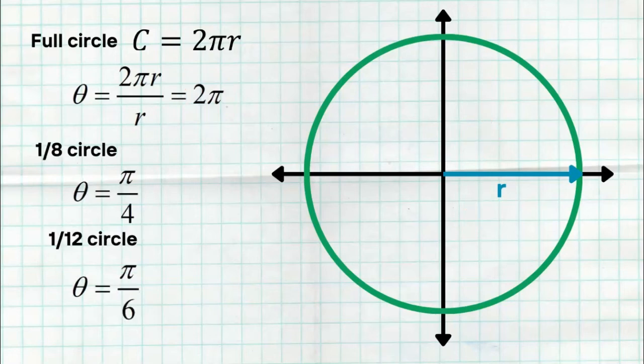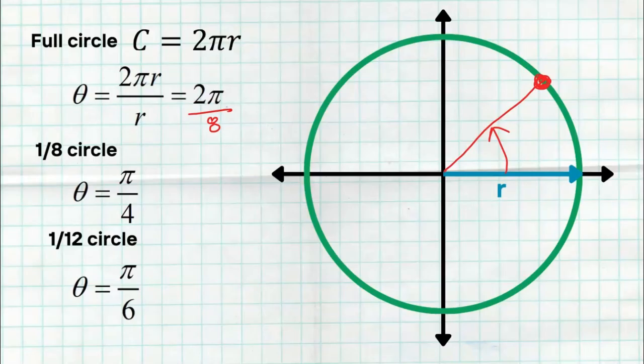Now we could also look at an eighth of a circle. An eighth of a circle would be if I split this up into 8 equal slices of pizza. So there's an eighth of a circle right there. That would be simply dividing the 2 pi, a full circle, into 8ths. So 2 pi divided by 8 reduces to pi over 4.